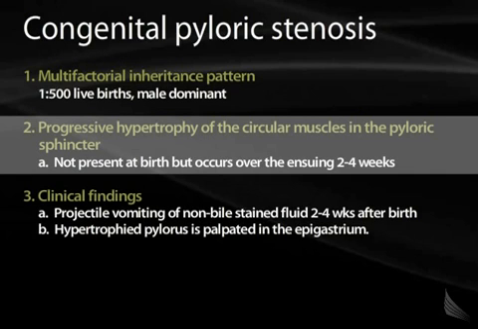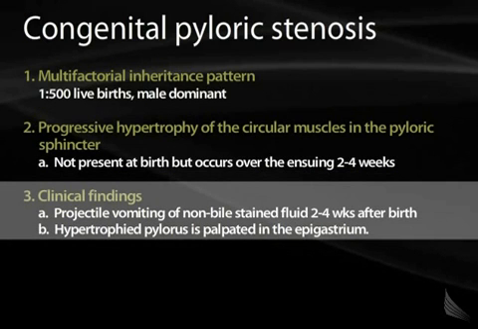As this progressive hypertrophy occurs, this means that patients will present within 2 to 4 weeks of birth. It's therefore not present at birth, in contrast to esophageal atresia, which occurs when children present at birth with vomiting after a meal. Clinical findings include projectile vomiting of non-bile stained fluid 2 to 4 weeks after birth, and hypertrophied pylorus can often be palpated in the epigastrium.